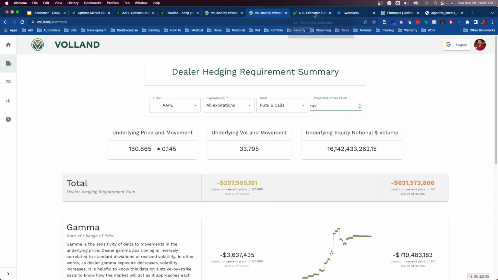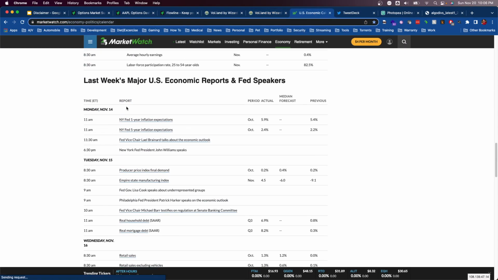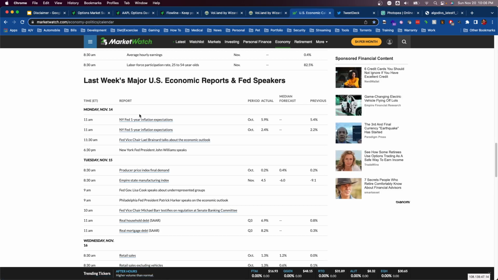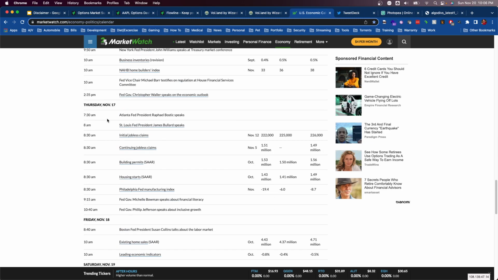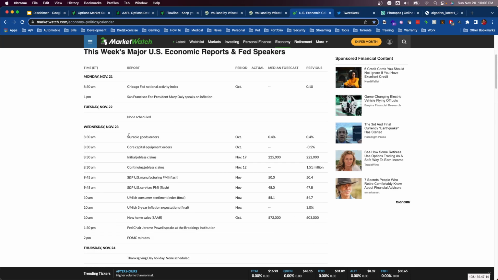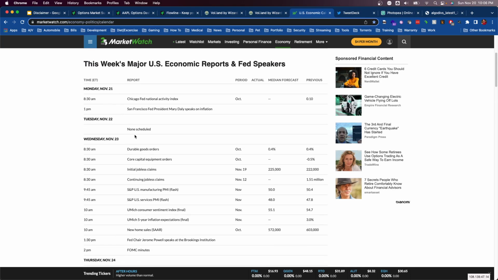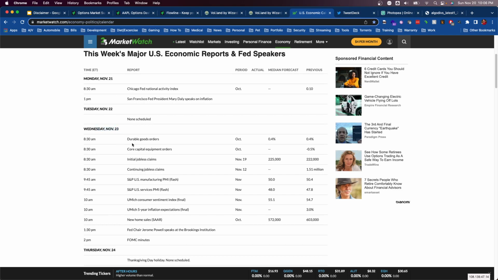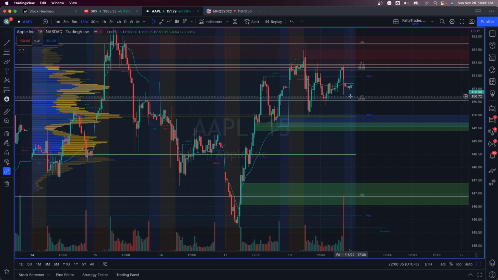And why this seems like an even better setup to me is because we had the major OPEX event, so there's not a lot of downside protection. And if we go into what's happening this upcoming week, so this is Market Watch where we can see market news. We can see on Wednesday, November 23rd, we have jobless claims coming up. And then of course we have FOMC minutes, which really will determine everything. So leading into Monday and Tuesday, most likely we'll see a little push higher. Then we could see a rejection here and a push down.